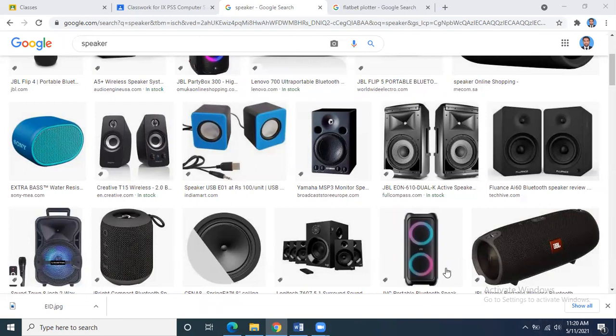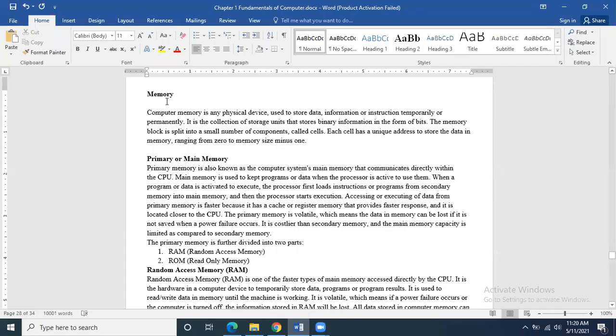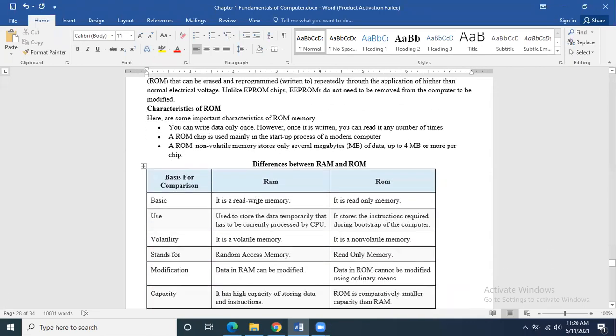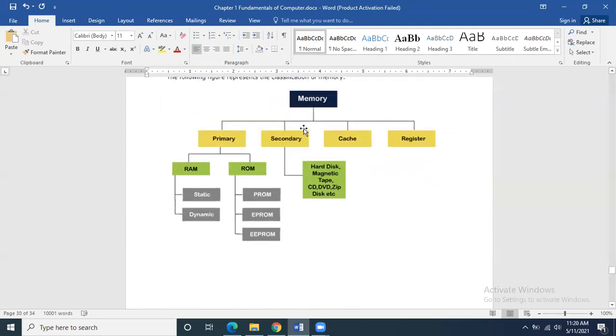Okay, now we move towards the next point. Next point is memory. You know that a computer system has basically two types of storage. One is called the primary storage, second is called secondary storage. Primary storage contains RAM and ROM, and the secondary storage contains hard drive, CD, DVD, USB, and storage cards, as we discussed today.